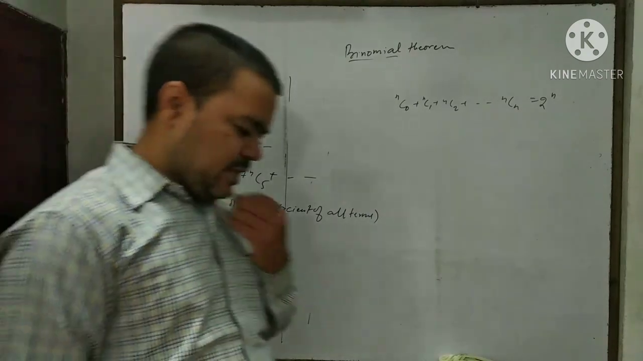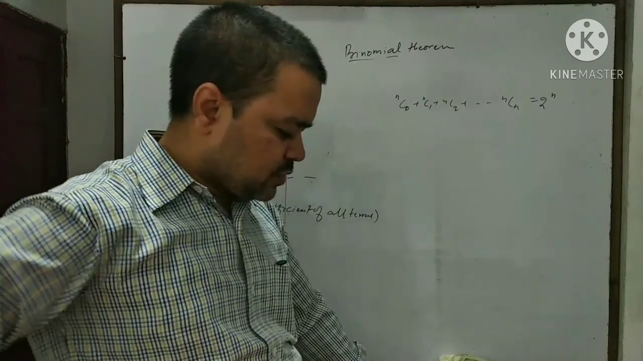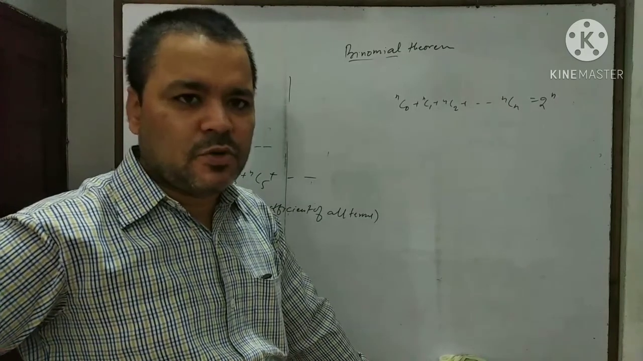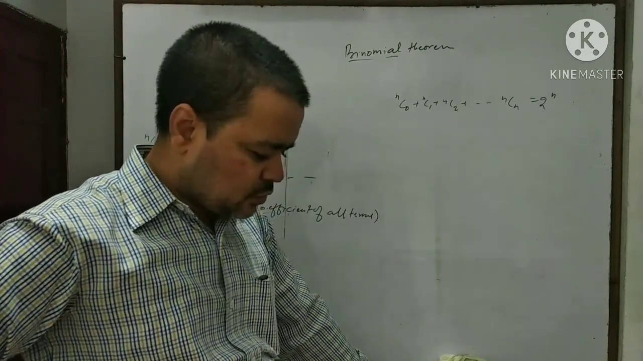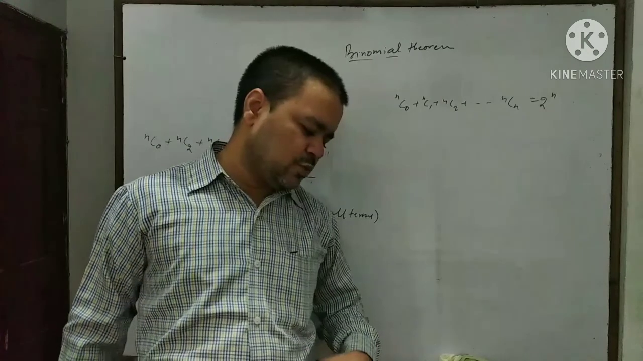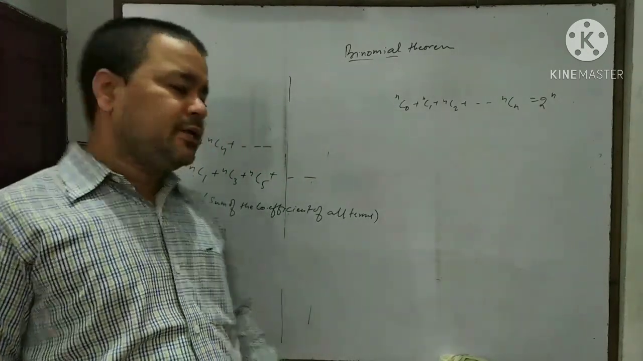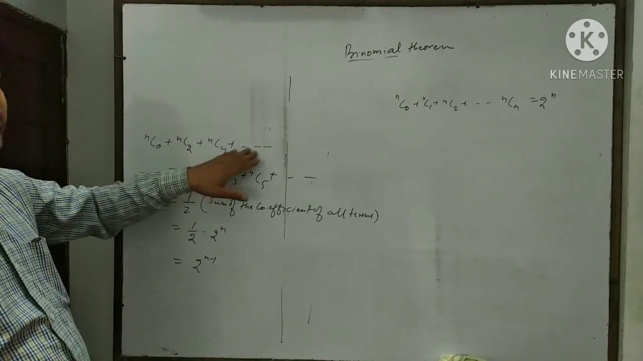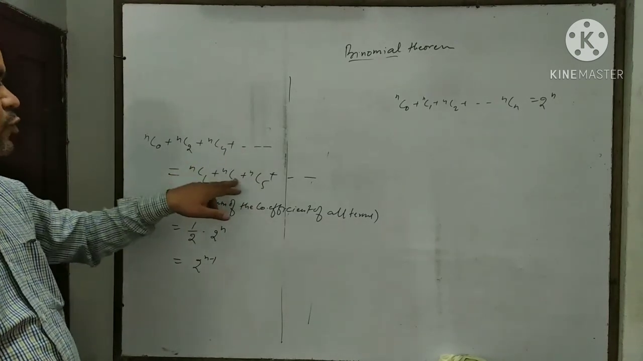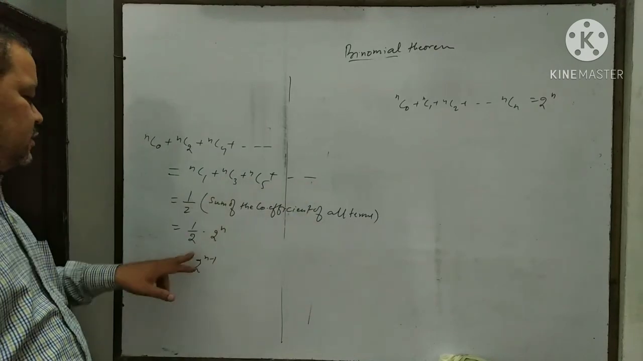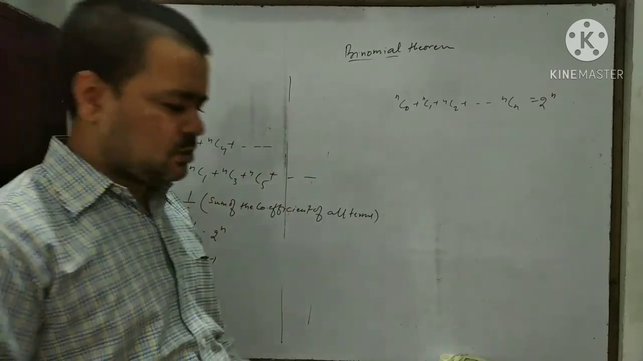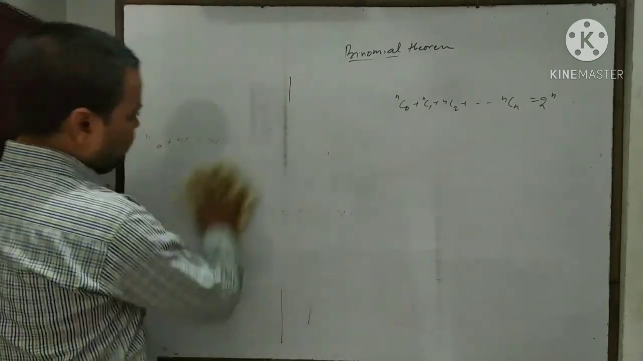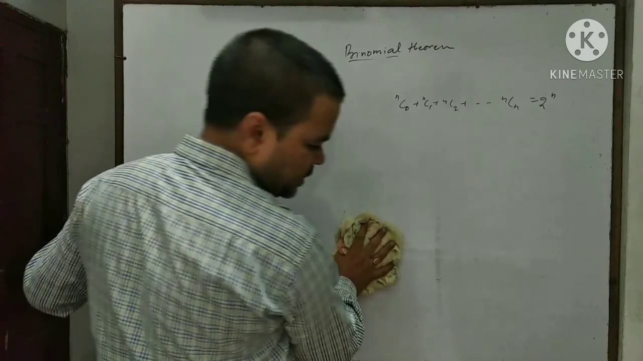It means here we can write that the sum of the coefficients of odd terms in the expansion of (1 plus x) to the power n, where n belongs to natural numbers, is equal to the sum of the coefficients of even terms, and each value is equal to 2 raised to power n minus 1. This is the theoretical portion related to the binomial expansion exercise 9.1.